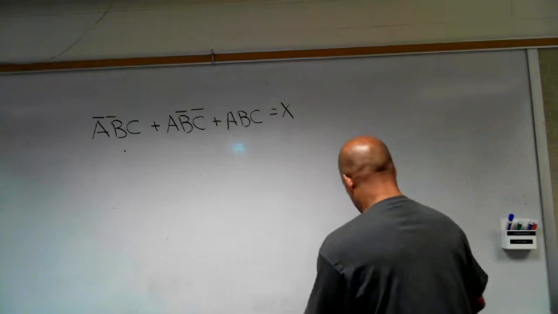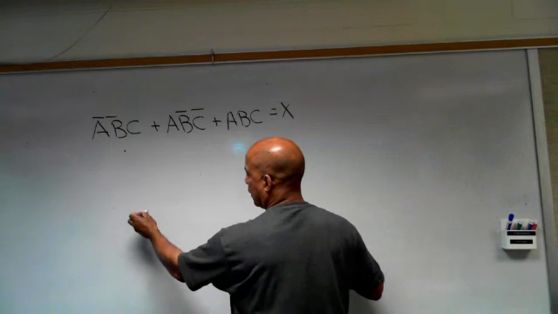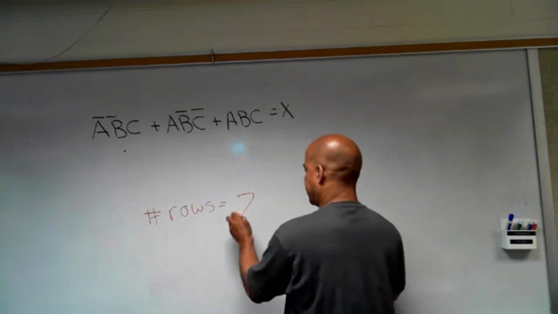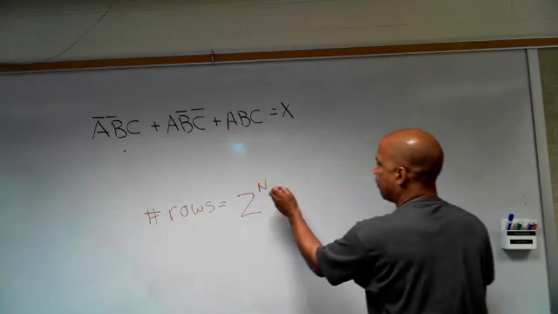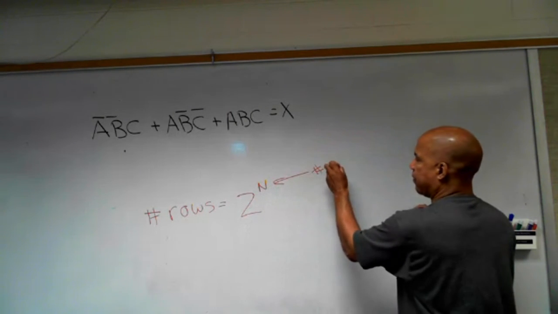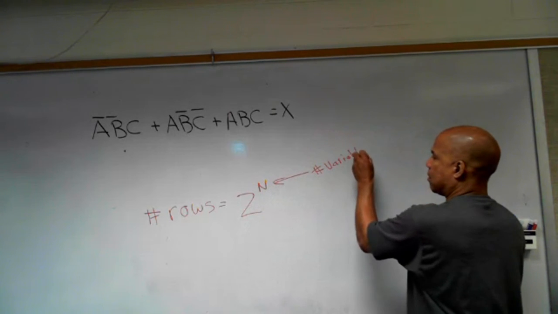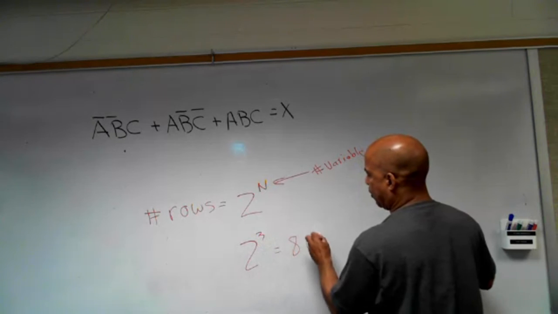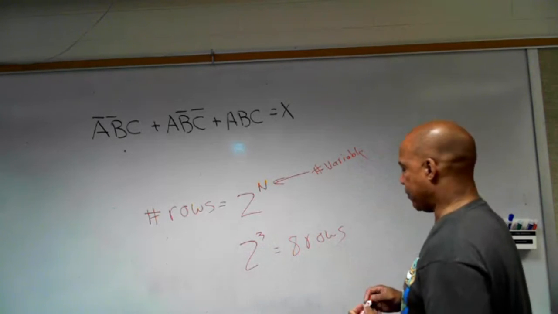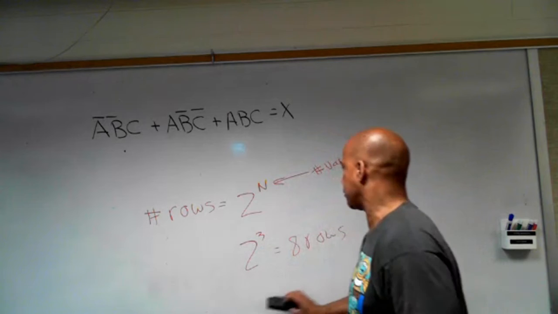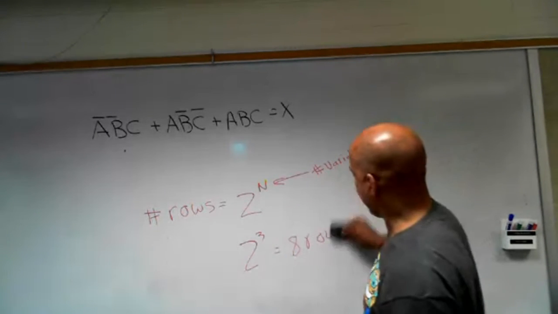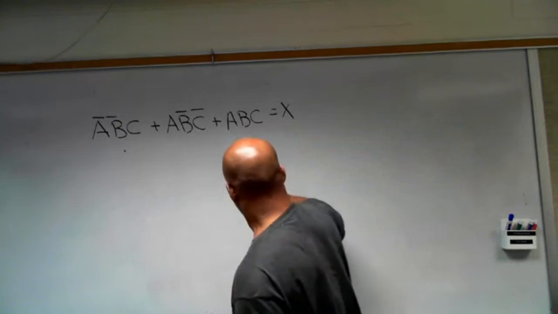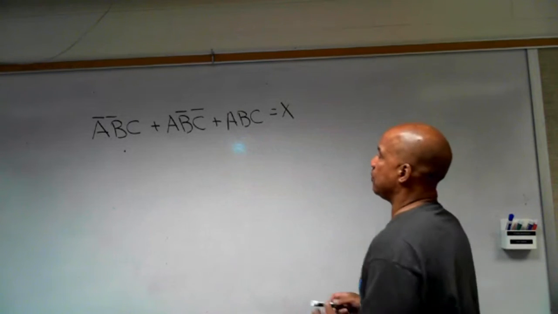So when you're making your truth table, remember that the number of rows is 2 to the nth power, where n is the number of variables you have. We have A, B, C, 3 variables, so we need 8 rows. So I'm going to design my truth table with 8 rows. And I gave you a real easy way of writing out the value for each row of the truth table.